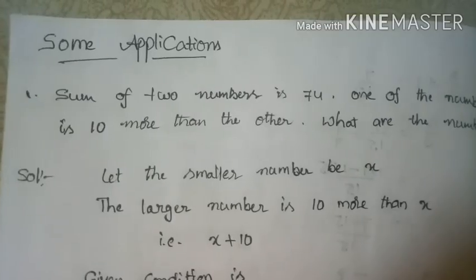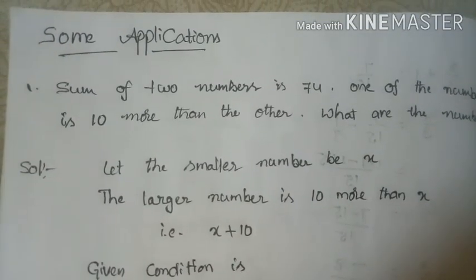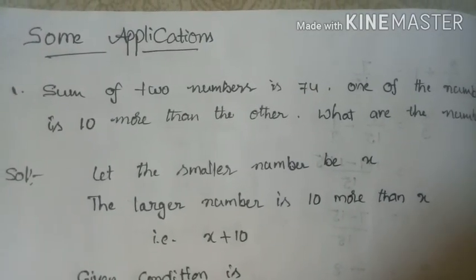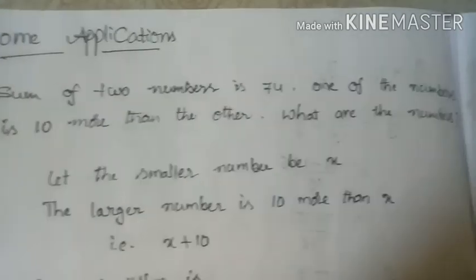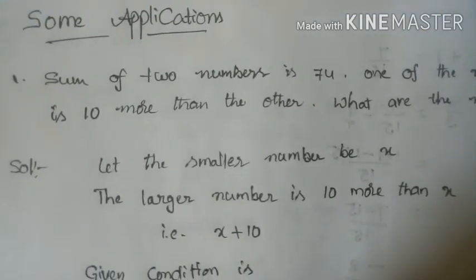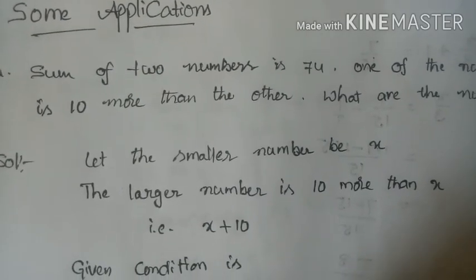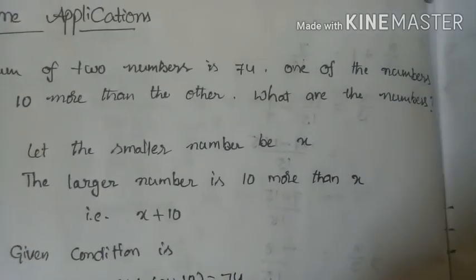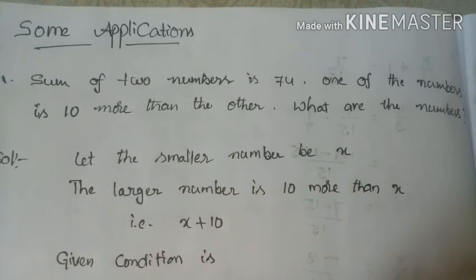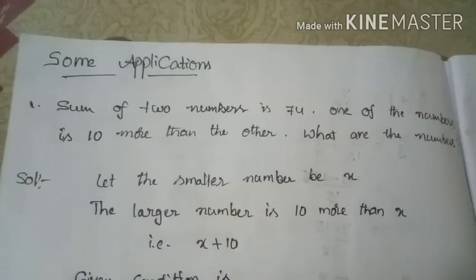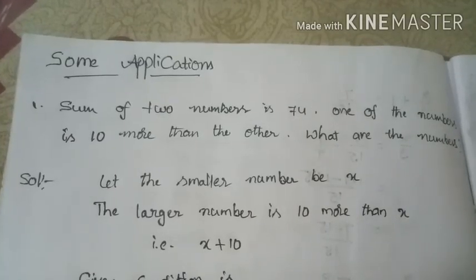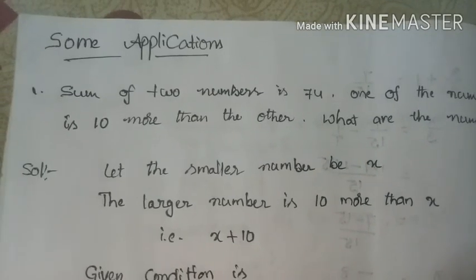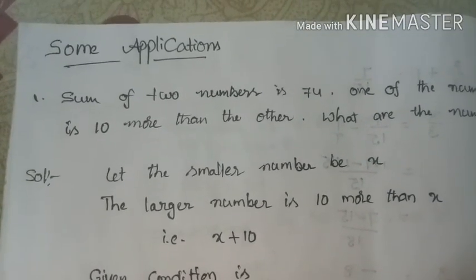Okay. Let's go. First, the sum of two numbers is 74. One of the numbers is 10 more than the other. So what are the numbers? What do you understand? First of all, observe that two conditions are given. One is the sum of two numbers, and second, one of the numbers is 10 more than the other.